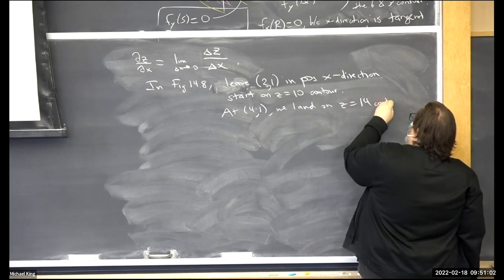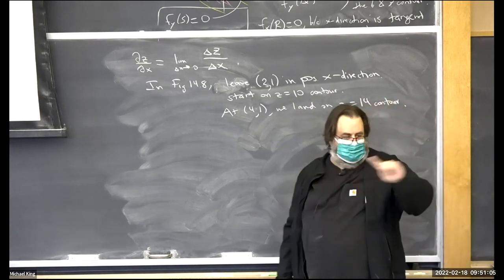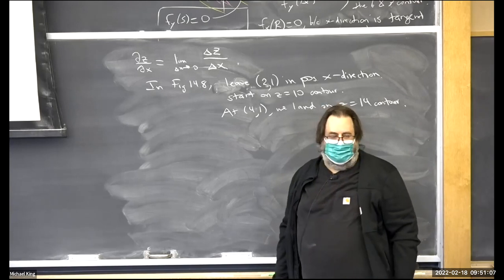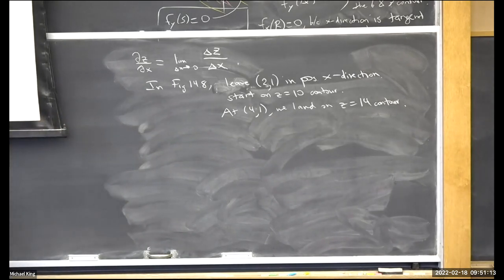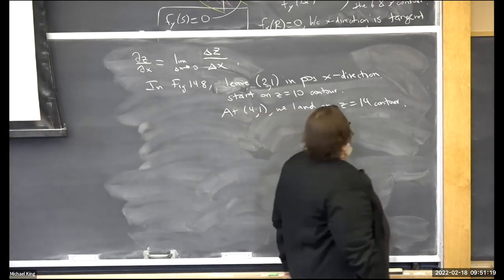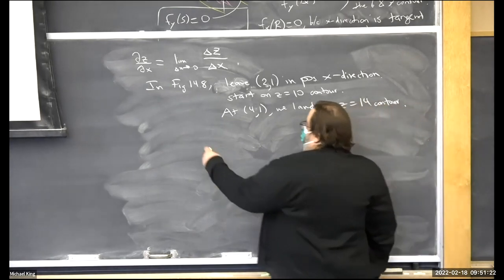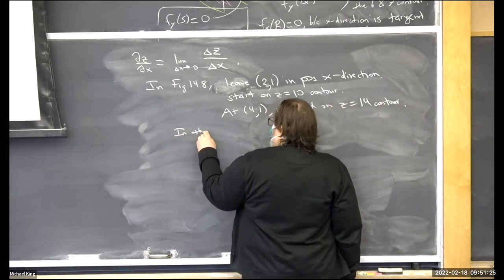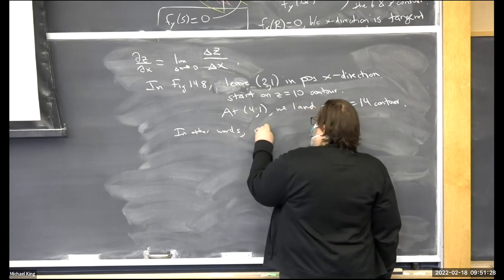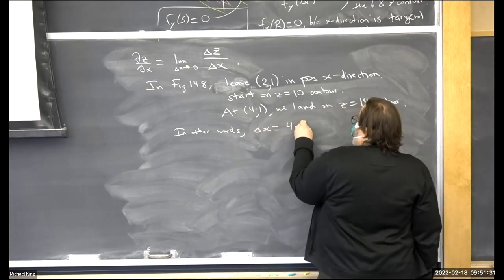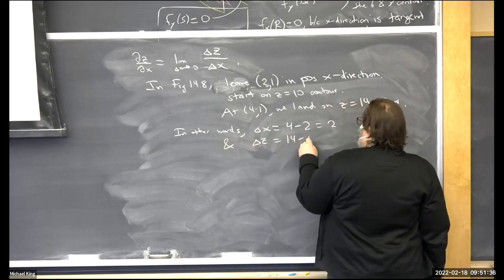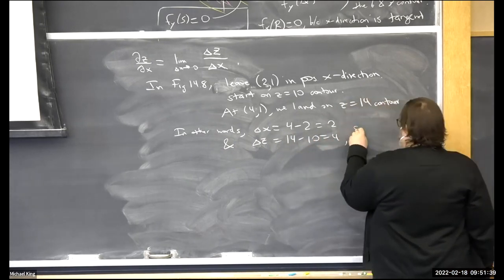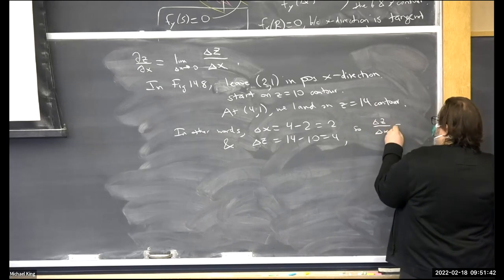But it's fair to say, this is supposed to be an instantaneous rate of change, and now we've moved over 2 whole units, which seems like a ton compared to instantaneous. But I see what you're saying. Maybe let's just pretend the z equals 12 contour goes through there. Since they're all straight lines, it's kind of nice. In other words, delta x equals 4 minus 2 equals 2, and delta z equals 14 minus 10 equals 4. So delta z over delta x is 4 over 2, which is 2.